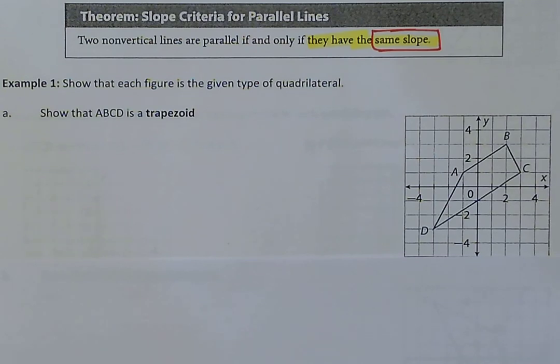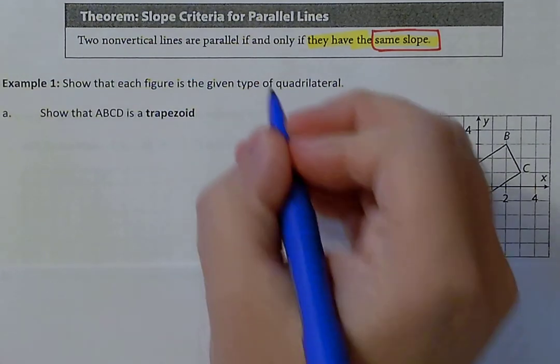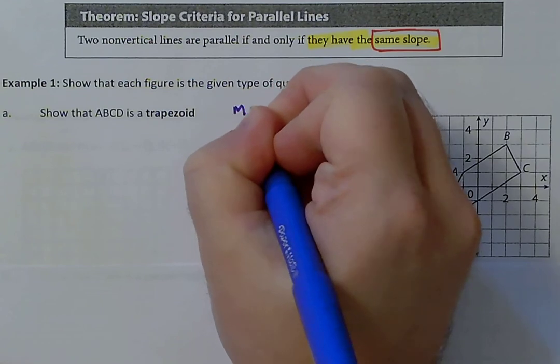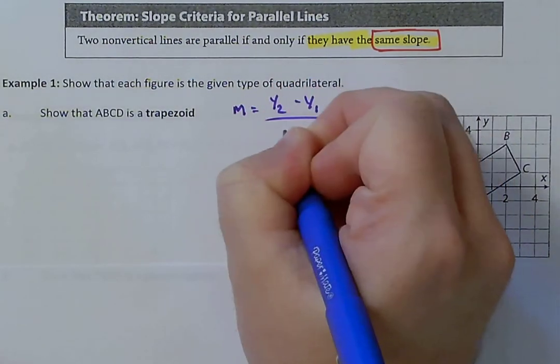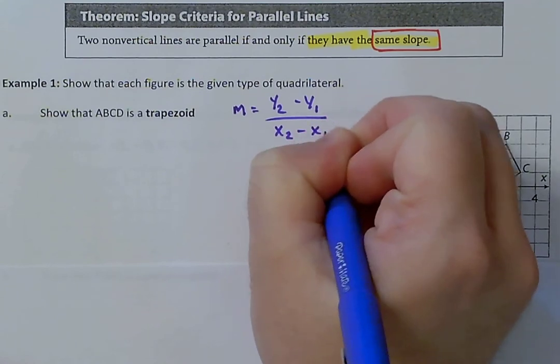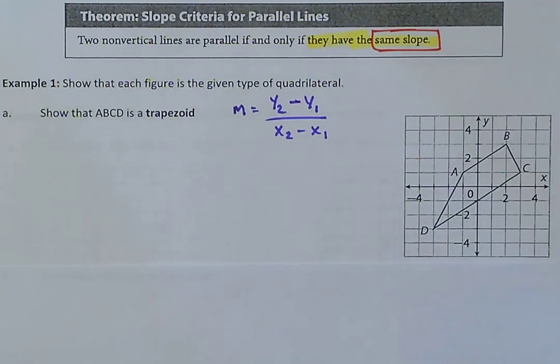Now, there's a couple ways we can find slope. The first way and most common way to find slope is through the slope formula. And just to refresh your memory, the slope formula is y2 minus y1 over x2 minus x1. So we can use the slope formula to find the slope between 2 points, and that's how we're going to go through and find the slope of AB and DC.